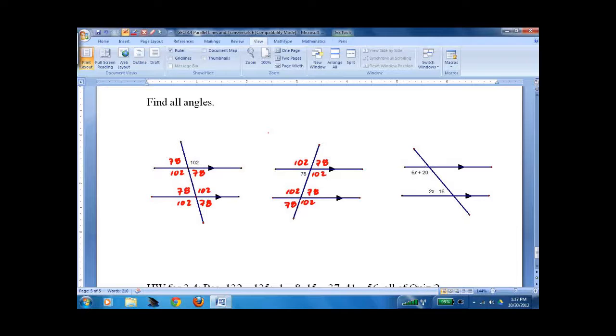Now over here, we finally get life a little more complicated. These are same side interior. In other words, they add up to 180. Just gotta do a tiny bit of algebra.